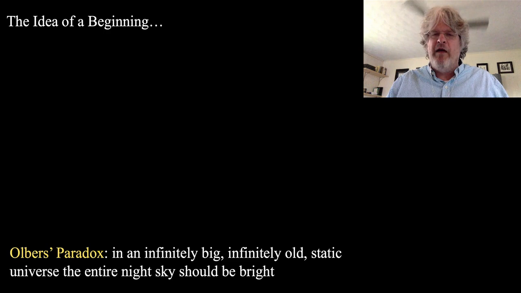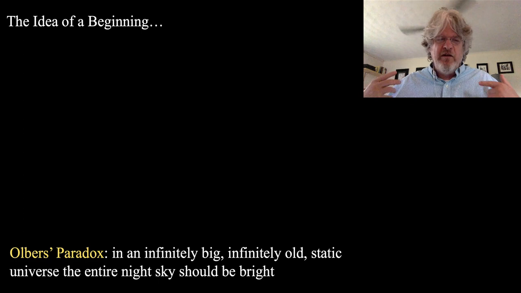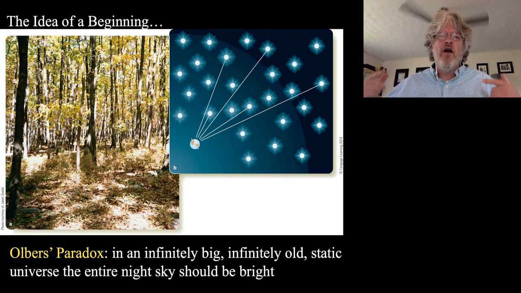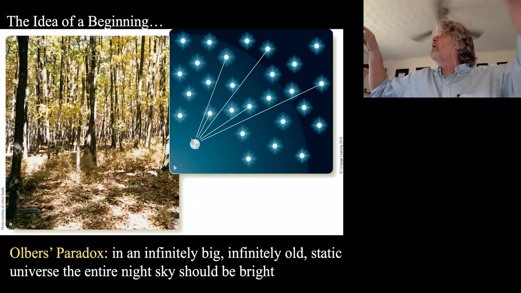But there's a problem with that, and this is referred to as Olbers' paradox. It had been around a little before this, but it was Heinrich Olbers who argued that if the universe is infinitely big, infinitely old and static, full of stars, the night sky should be bright. His idea was that if we're sitting here and we look out in the night sky, in any direction we look, we should run into a star.